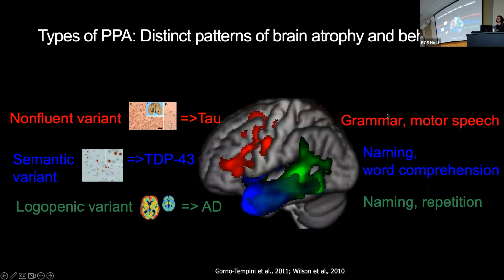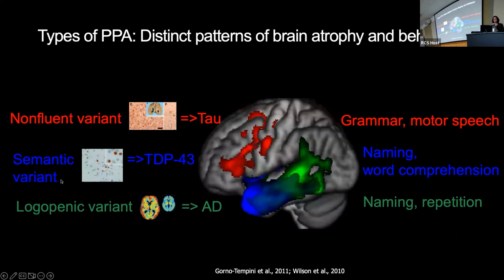So a non-fluent type, where people have trouble with grammar and trouble with articulating words. A semantic type, where people have a loss of word meanings. So they have trouble with coming up with the names of things, but also with comprehending words and even with recognizing objects. And these two types, the non-fluent and semantic types, are caused by frontotemporal lobar degeneration.